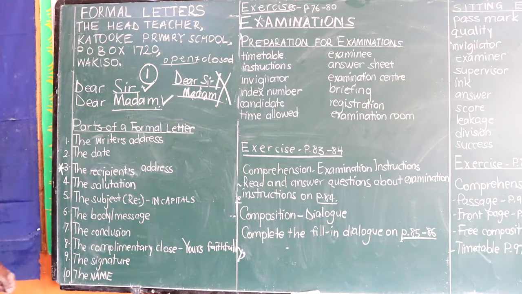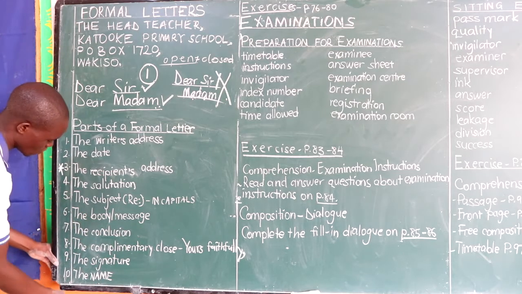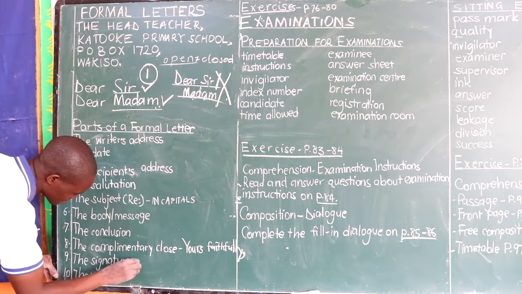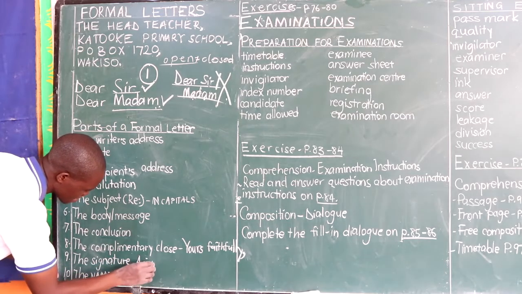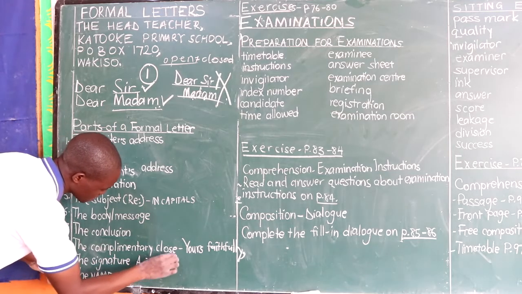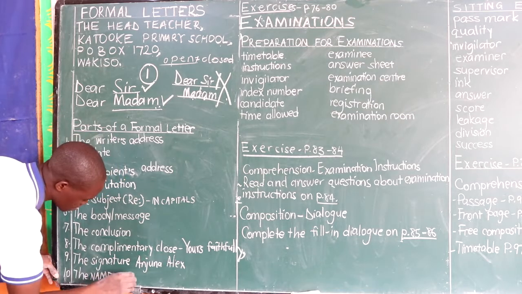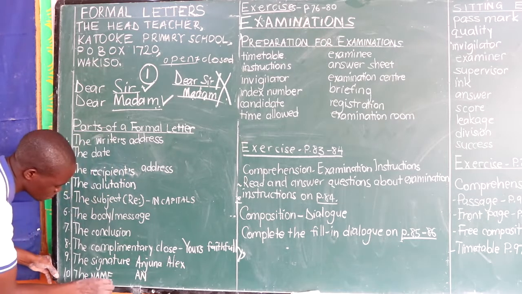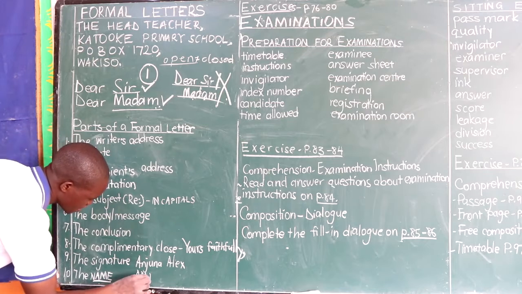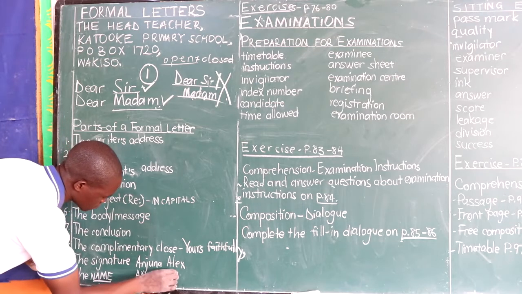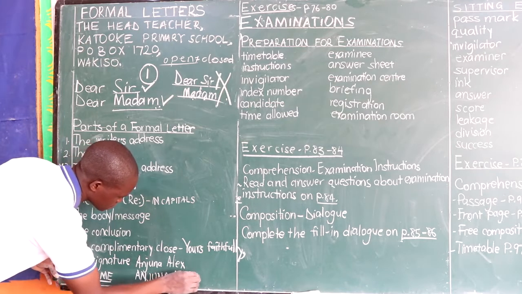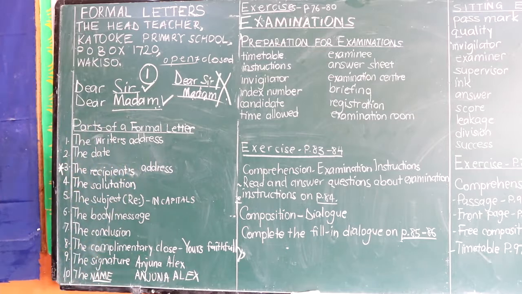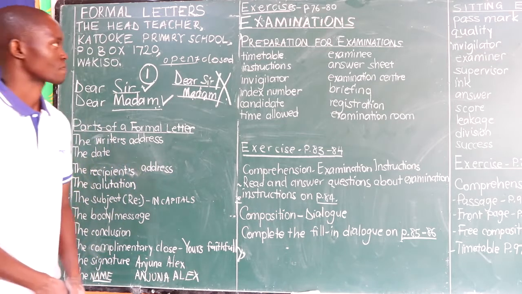And last we go to the second last. Signature. The signature is that special way of writing your name. If you are Anjuna Alex, you write your signature like that, then you write your name, which is supposed to be in capital letters: Anjuna Alex. And this is the end of your letter.